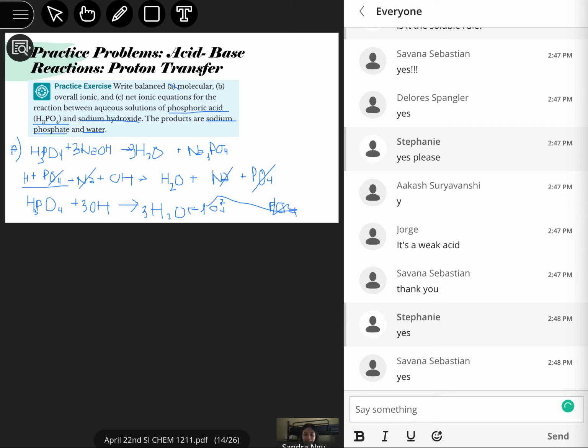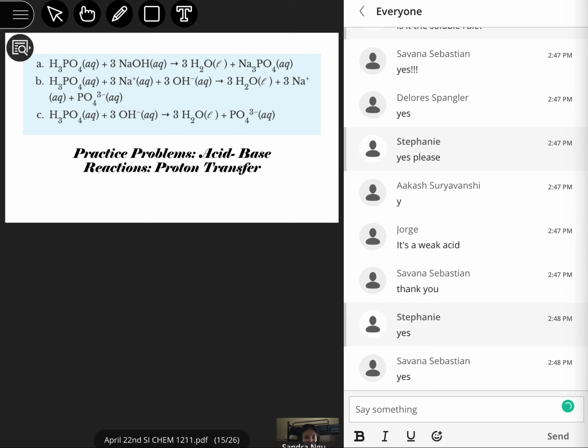We're good? Okay, great. And that's the answer. As you can see, this still does stay together, and PO4 is still there. The only thing you cross out was just this, and then everything else stays. So again, very weird, but there's always exceptions like this.